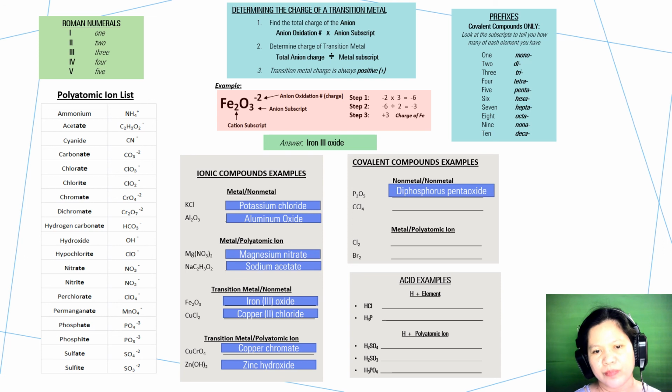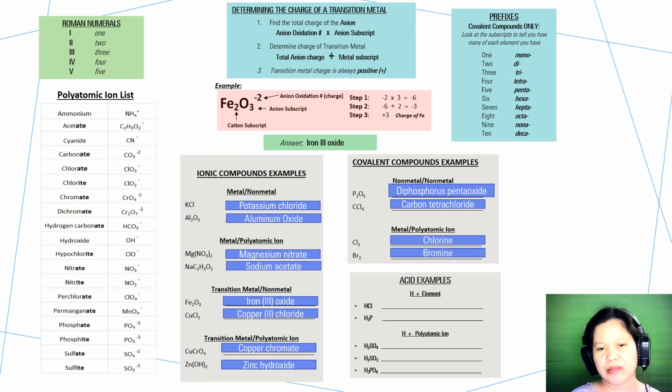Okay, second example, carbon and chlorine. So it will be carbon tetrachloride. Pwede bang lagyan ng monocarbon? Yes, pwede. So it could be monocarbon tetrachloride. But basically, hindi na ginagamit yung mono. So carbon tetrachloride. What about metal and polyatomic ions? Halimbawa, itong chlorine 2. Paano ba siya isusulat? Paano siya papangalanan? Kasi covalent compound. Okay, it will be chlorine. Then you have bromine. Okay.